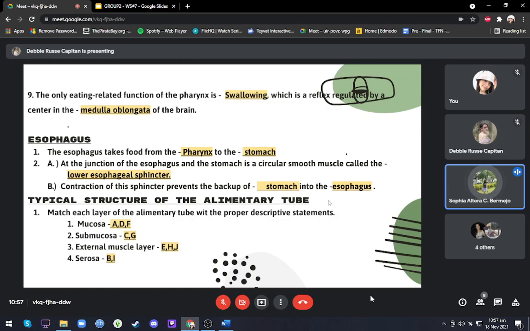Next part is the typical structure of the alimentary tube. Number 1. Match each layer of the alimentary tube with a proper descriptive statement. So for number 1, mucosa, our answer for that is A, D, and F. Number 2, submucosa, our answer for that is C and G. Number 3, external muscle layer, our answer for that is E, H, and J. Number 4, serosa, that is B and I.